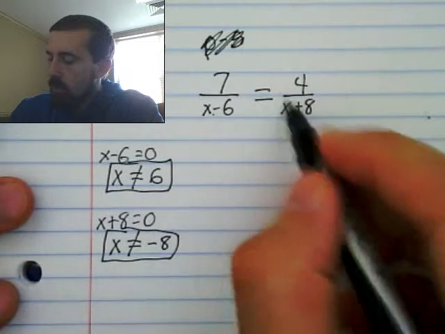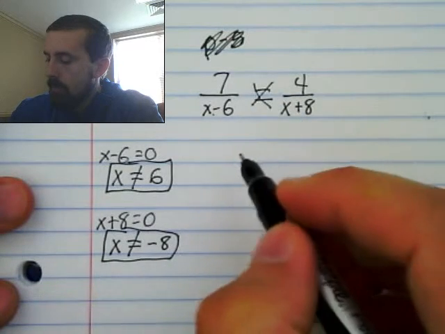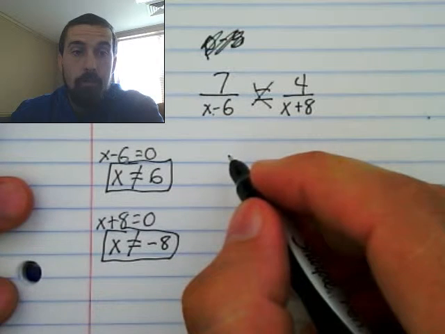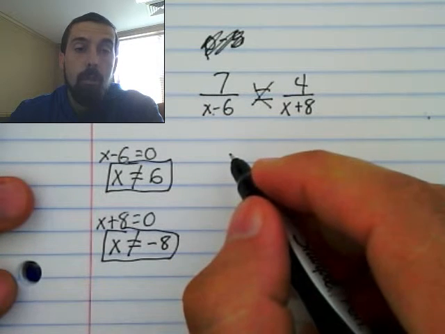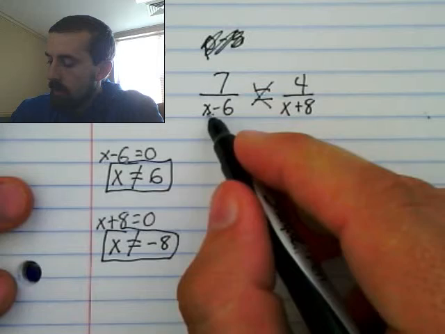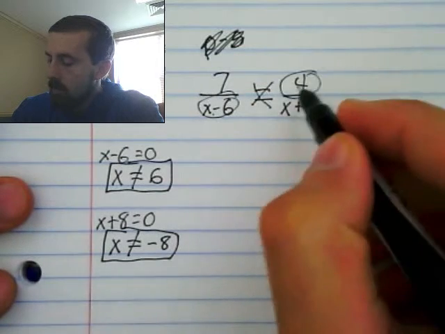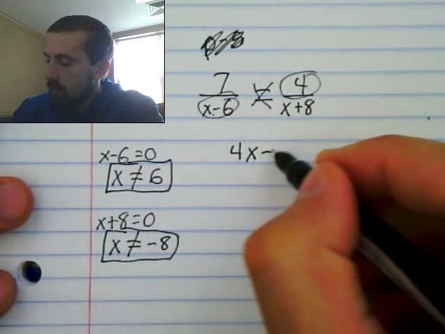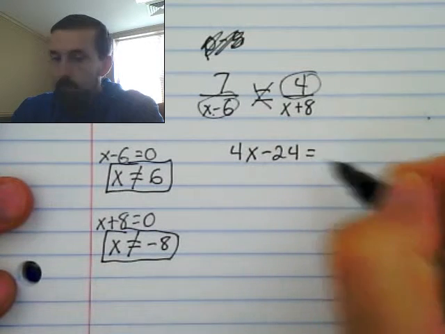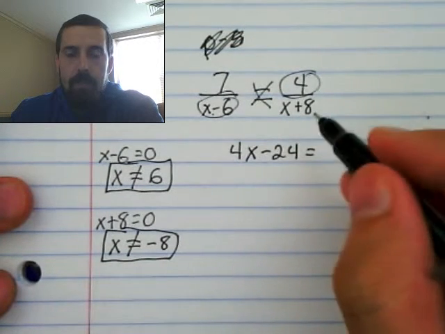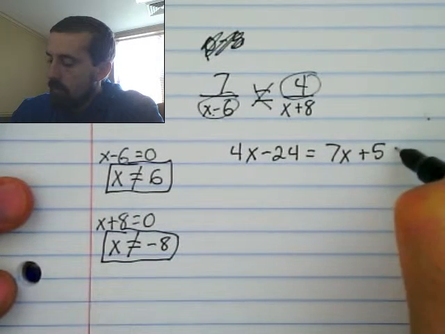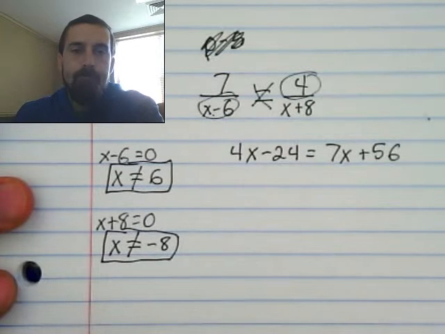Okay, so we're going to cross multiply, which we're going to start here. Again, it doesn't matter where you start. You got to find a place to start though. I'm going to start with a 4 and the x minus 6. So 4 times x is 4x. 4 times negative 6 is negative 24. All right. And then you have 7 times x, which is 7x. 7 times 8, which is 56. Okay.